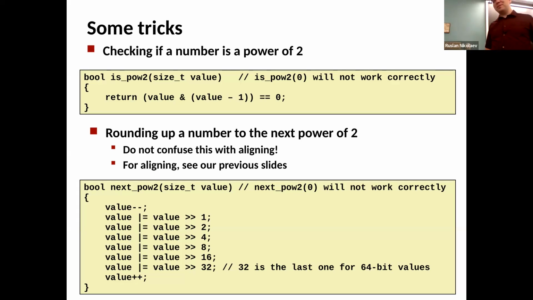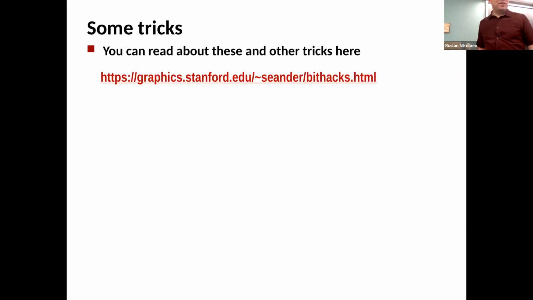Why is that going to work? It's probably going to take a little more time to explain. But that's the function. That's a classical way to approximate the next power of 2 number. So you may wonder where you can read about this stuff. I just put a link. This, and other things, you can read on this web page.